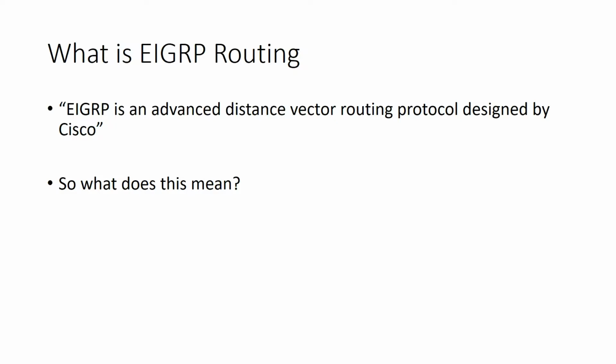So first off, what is EIGRP routing? A decent definition of EIGRP is that it's an advanced distance vector routing protocol designed by Cisco. So what exactly does that mean? EIGRP is basically just another routing protocol that's more efficient than, let's say, OSPF. EIGRP allows you to kind of limit the traffic that routers are going to be sending to each other.